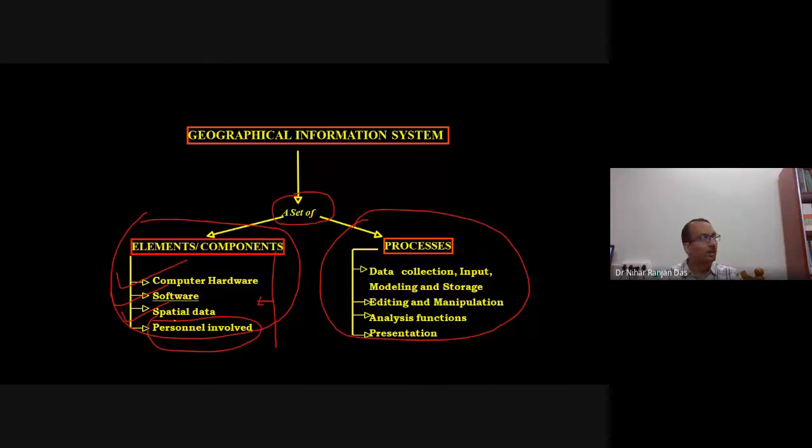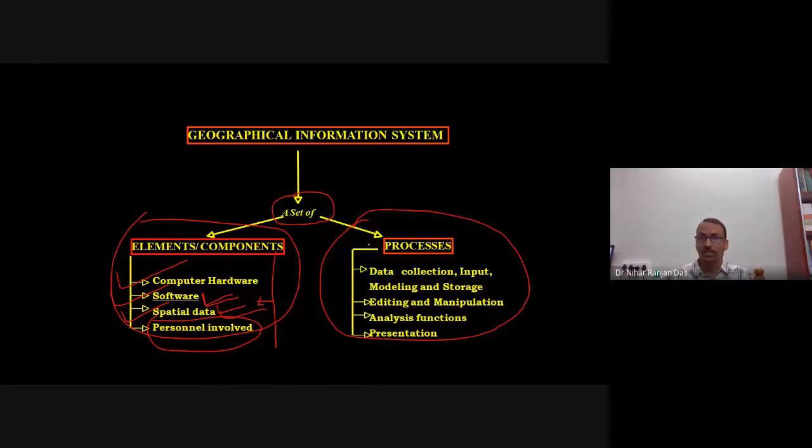In due course of this FDP program, we will be discussing in detail the software and the spatial data, these two components. The personnel involved are us, the users and experts, and nothing needs to be discussed about that. Computer hardware is a matter of discussion, but we get ready-made hardware, install the software, and perform the GIS activities. Hardware is a part of computer engineering, and we are not entering into that application side. So we will discuss the software component and the spatial data component.